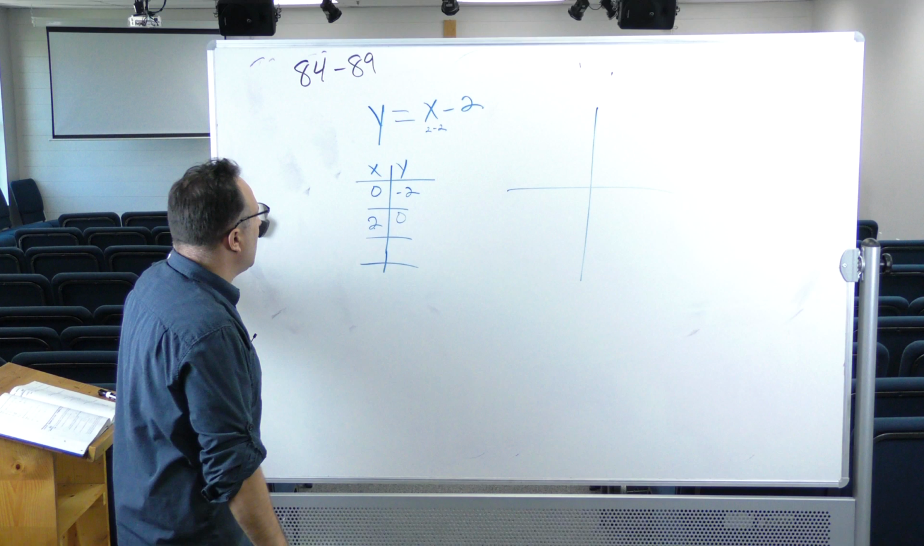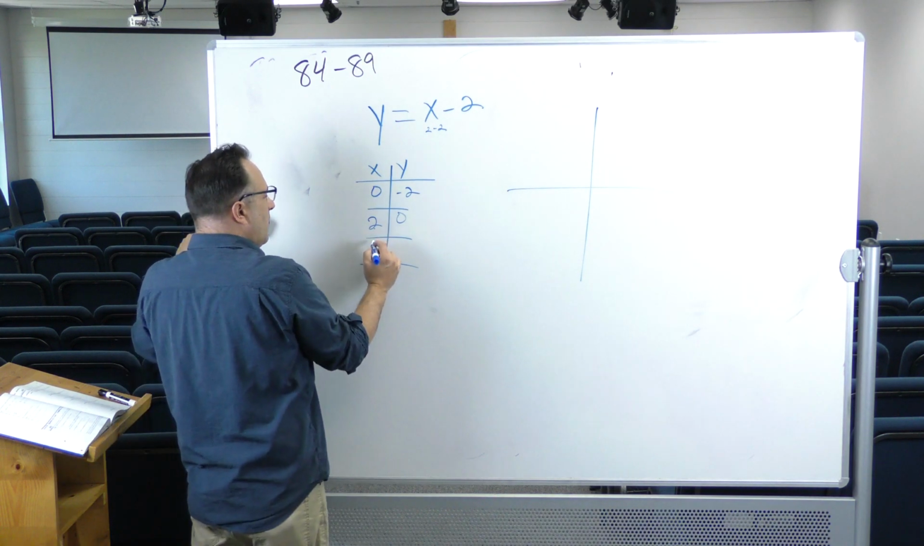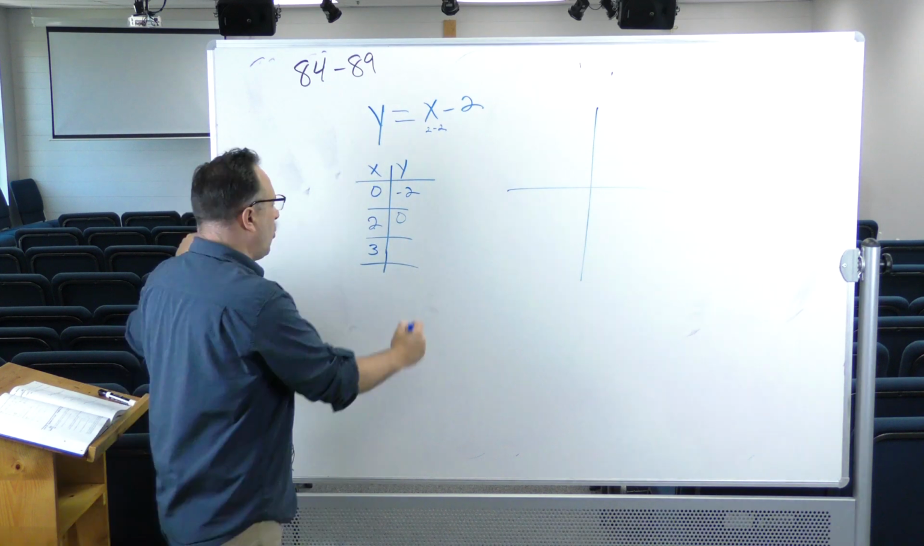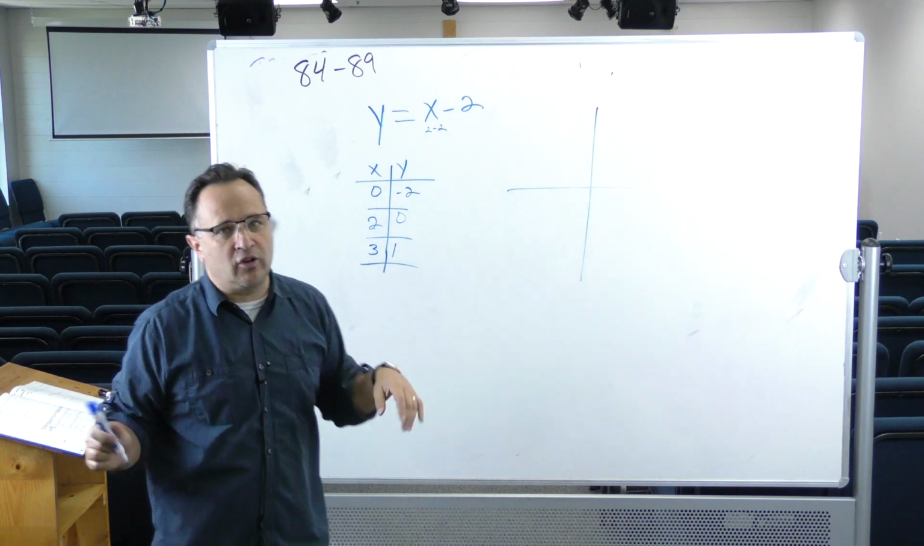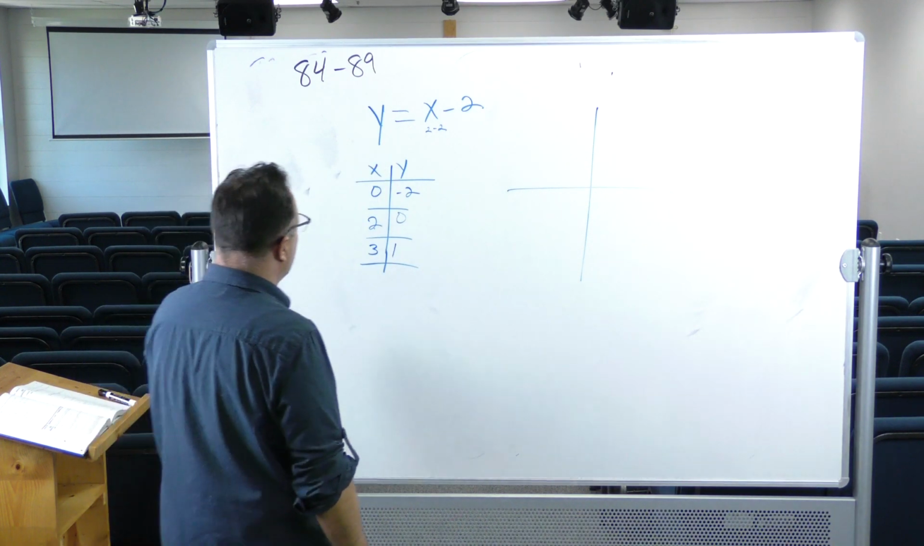Let's say 3, actually. So if I choose 3, 3 minus 2 equals 1. Okay, so you can choose any value you want to. The book probably chose different values, unless we just so happen to choose by coincidence the same values.